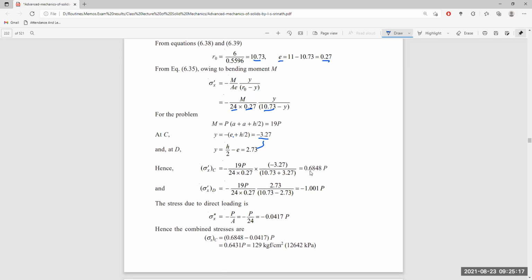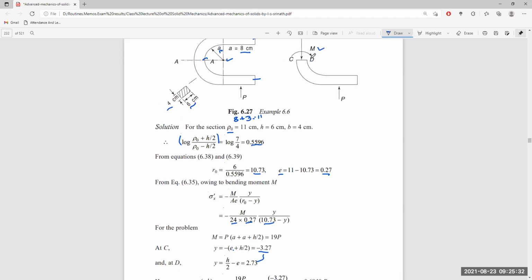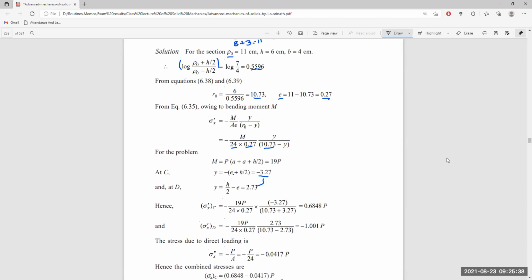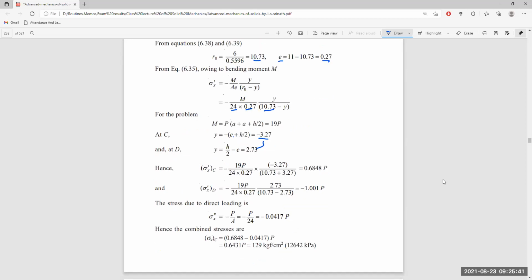6.6848 into P, where P is given as 2000 kgf. And the section distance is the distance D here. The distance C we have calculated so far, and distance D is also given; only the value of H by 2 and the value of Y change, which is 2.73, and 10.73 minus 2.73 is equal to minus 1.001 into P itself.